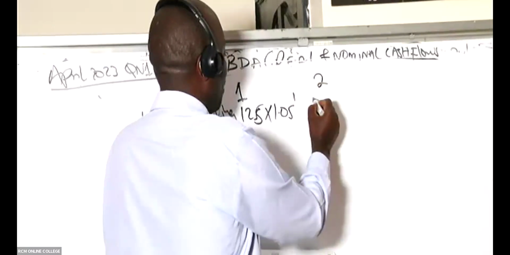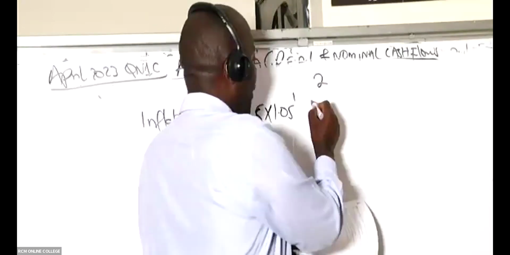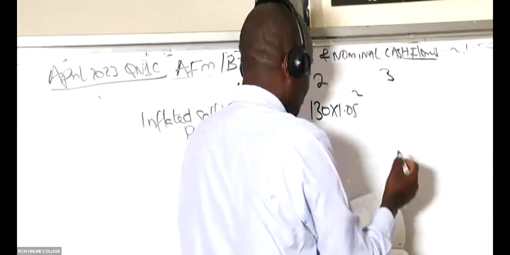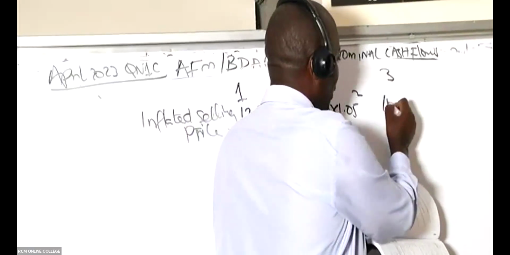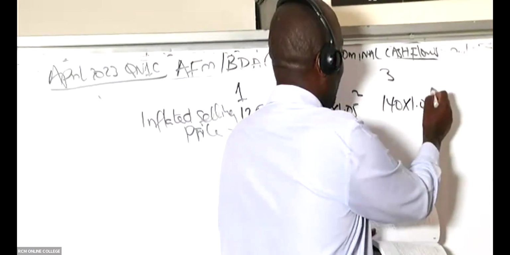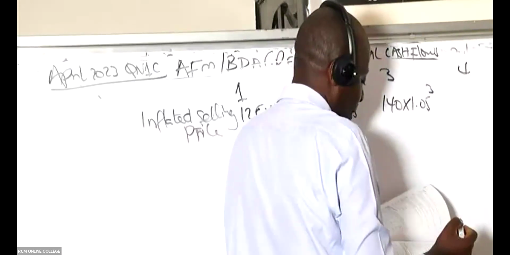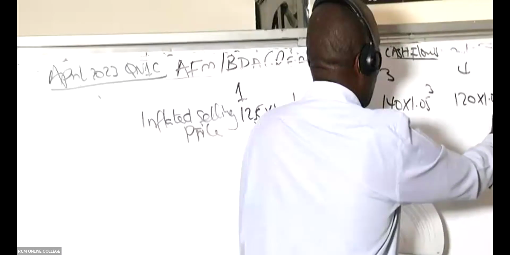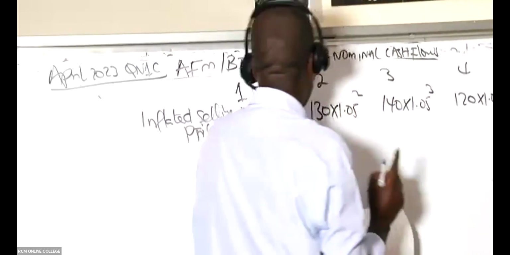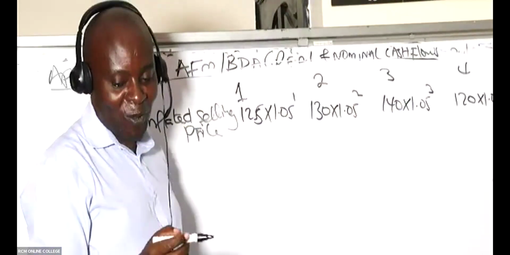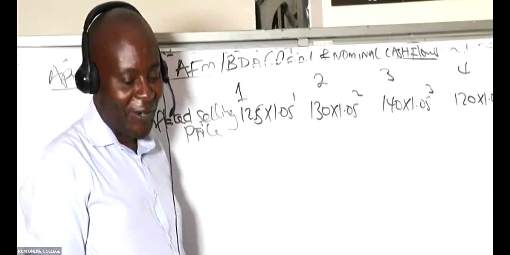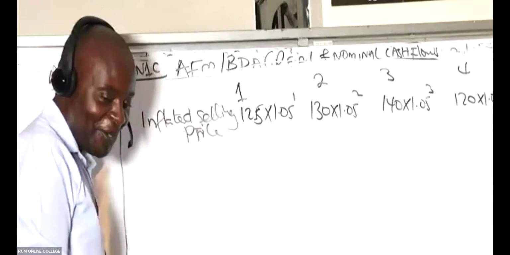We go to year number 2. It will be 130 times 1.05 raised to 2. Year number 3, I can see the price there is 140, so 140 times 1.05 raised to 3. Year number 4, ladies and gentlemen, I can see it is 120, so 120 times 1.05 raised to power 4. Please give me just whole numbers because I would want to move with speed.